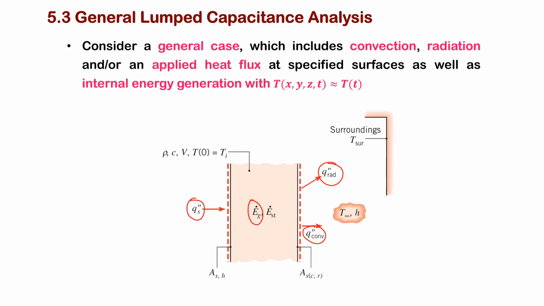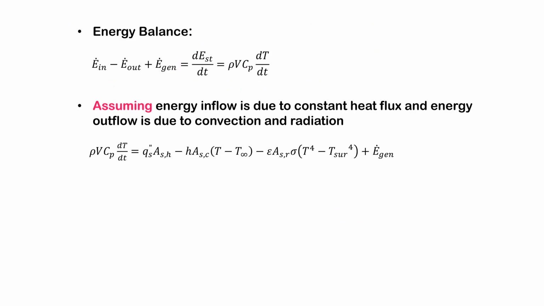So how are we going to analyze this? How are we going to obtain an expression for temperature as a function of time when you have all of these disturbances happening at the same time? Again, we are strictly sticking to the lumped capacitance method. We are assuming the lumped capacitance method is valid. So again, we'll be starting with the energy balance. We have energy in minus energy out plus energy generation is equal to the change in the internal energy of the system, which is rho V Cp delta T by delta time, or m Cp delta T by delta time.